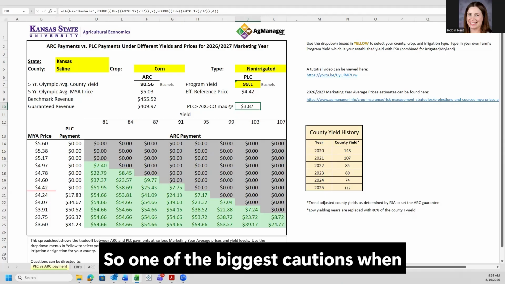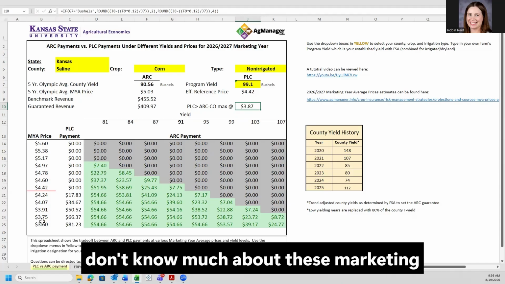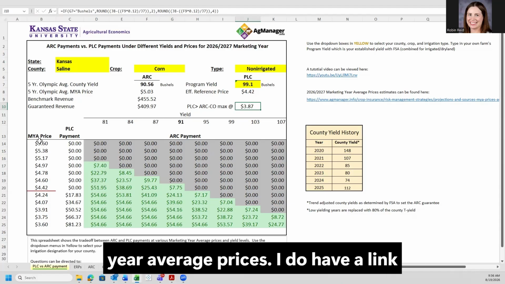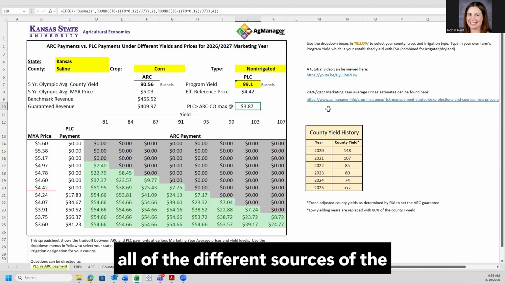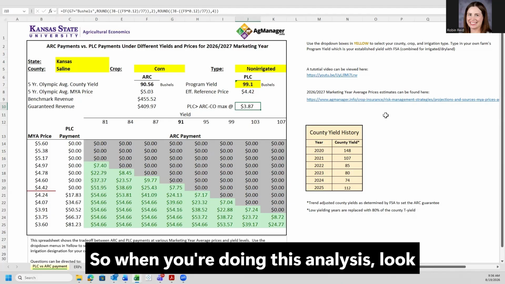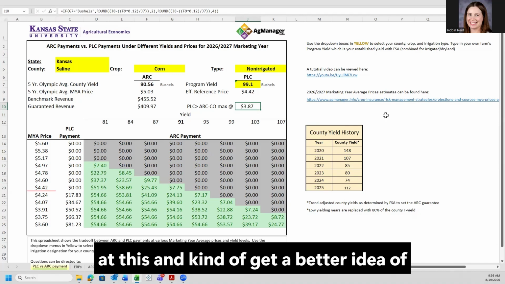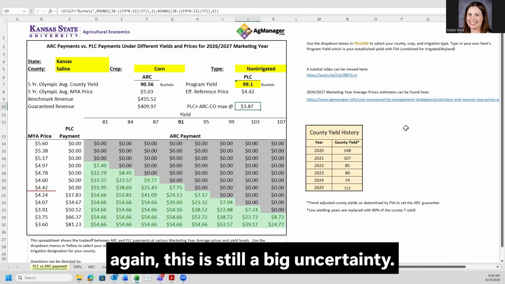One of the biggest cautions when making this analysis is obviously we don't know much about these marketing year average prices. I do have a link here that is updated each month with all of the different sources of the marketing year average price predictions. So when you're doing this analysis, look at this and get a better idea of where these prices may be headed. But again, this is still a big uncertainty.